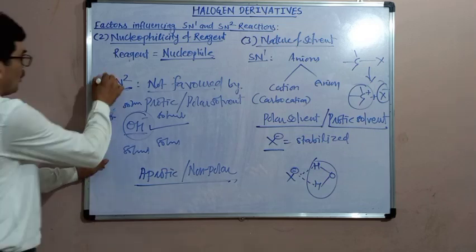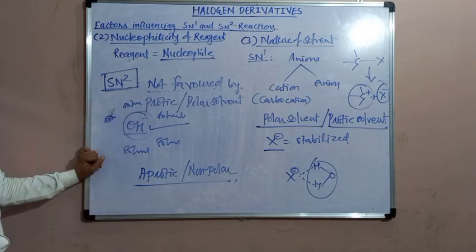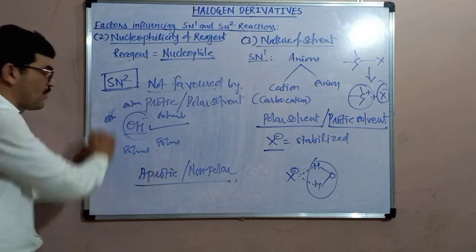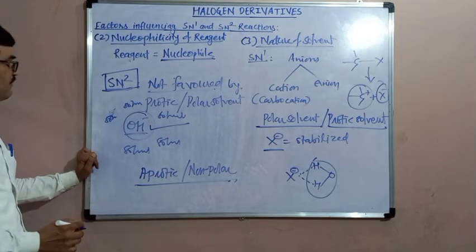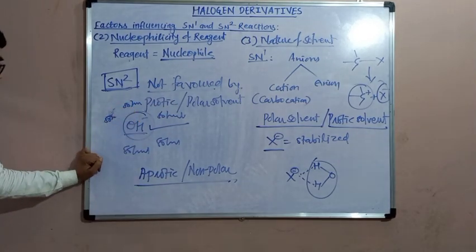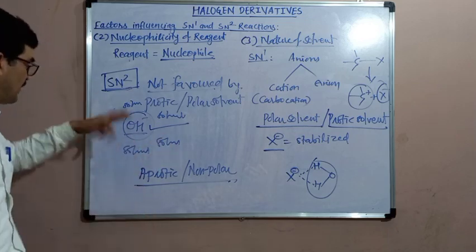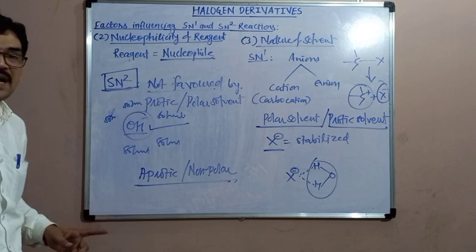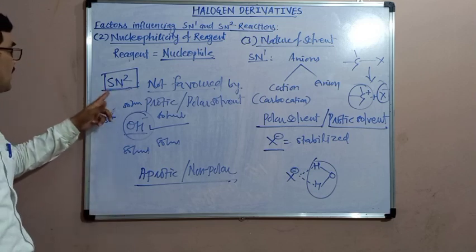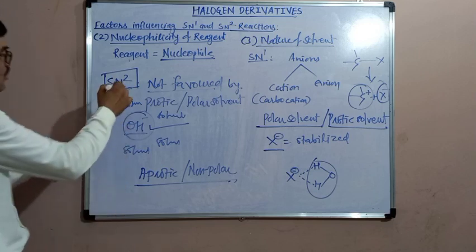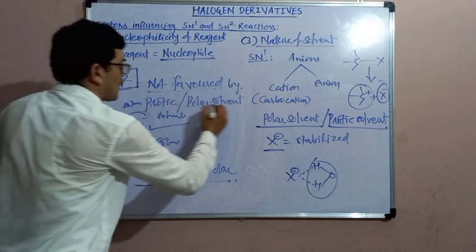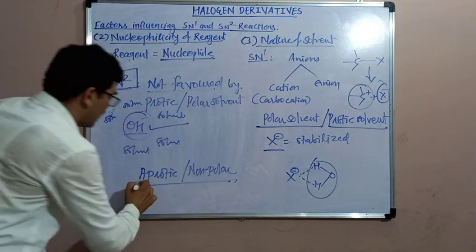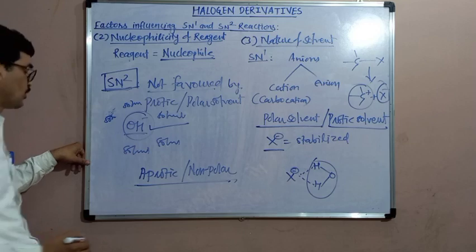But when we carry out the reaction in the protic or polar solvent, then the nucleophile gets surrounded from all sides by the solvent molecules, and because of its solvation, it gets stabilized. If it gets stabilized, then its attacking capacity on the carbon atom of the alkyl halide gets decreased, and therefore the rate of the SN2 reaction gets decreased. It means the SN2 reaction is not favored in the polar or protic solvent, it is favored in the aprotic or non-polar solvent.